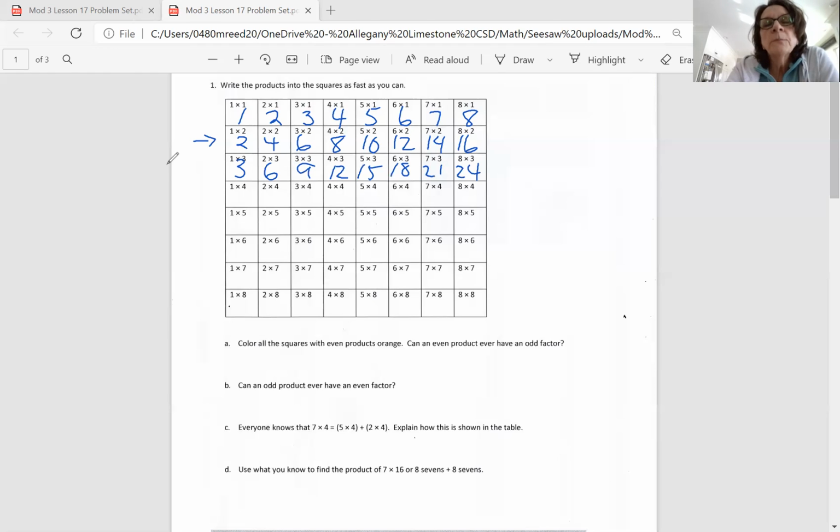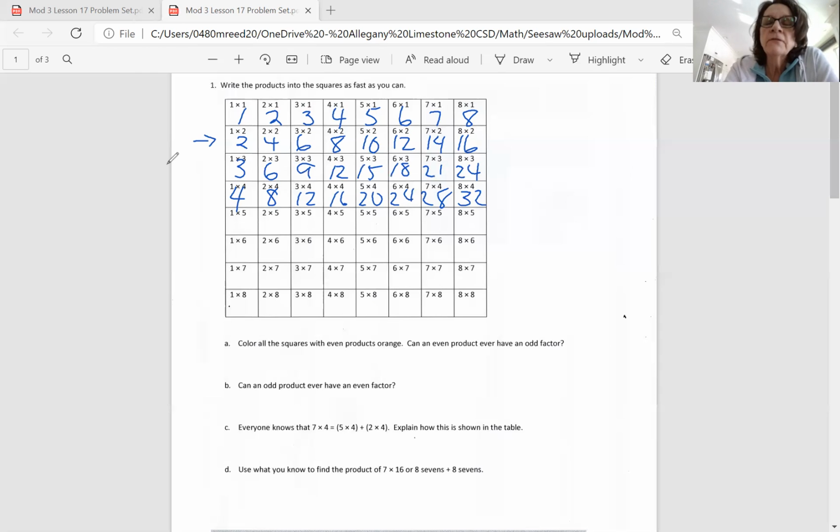Okay, the next row is the 4s. So we could do the 4s by singing our song for the 4s. And if you remember that, that's Row, Row, Row Your Boat. So I'm going to go ahead and start that for 8, 12, 16, 20, 24, 28, 32. There we go. All right.